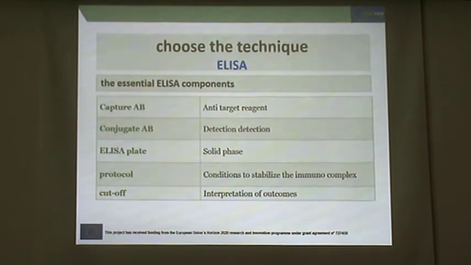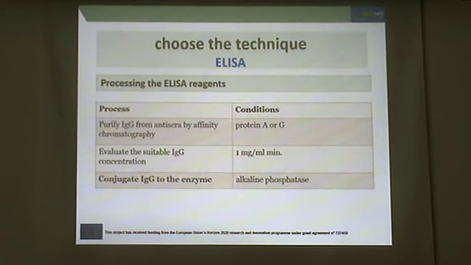Okay, yes, when we have an ELISA, what do we have to produce? We have to produce the capture reagent and the conjugate reagent. We have to evaluate the ELISA plate. We have to assess the protocol, and we have to figure out the cutoff, which is the test to be used to discriminate the outcomes.